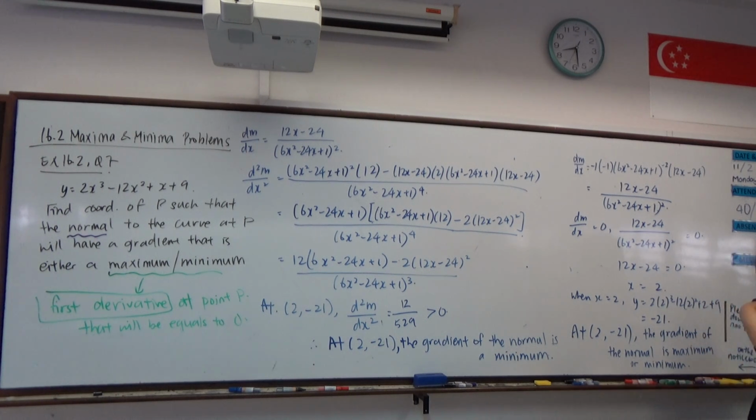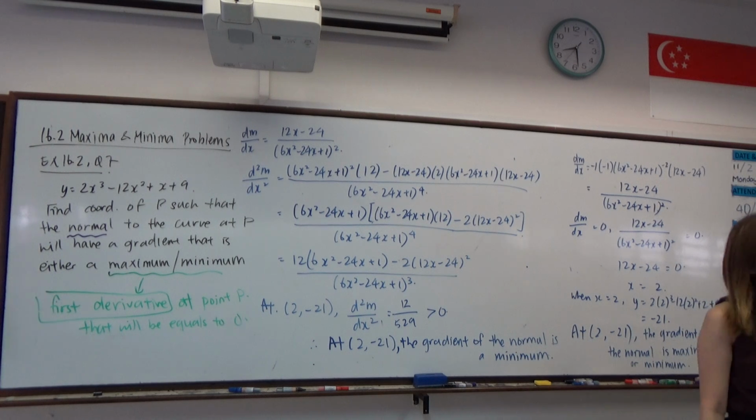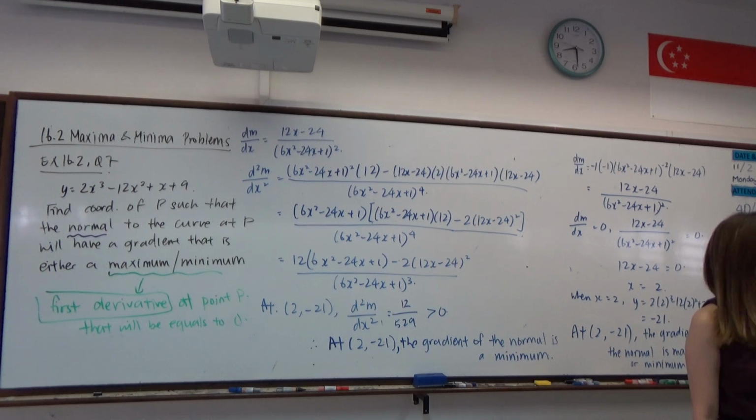Yes, yes. So find the coordinate of P such that P will have a gradient that's either maximum or minimum. So this coordinate of P, is it for the normal or is it the intersection with the curve? The normal will be for the curve, but the intersection between the normal and the curve and also the tangent, it will all be on the curve itself. Isn't it?